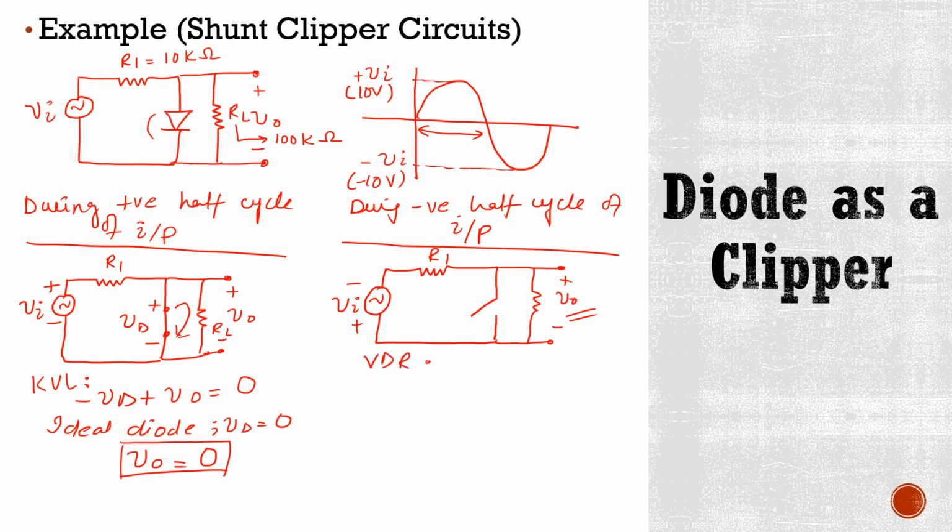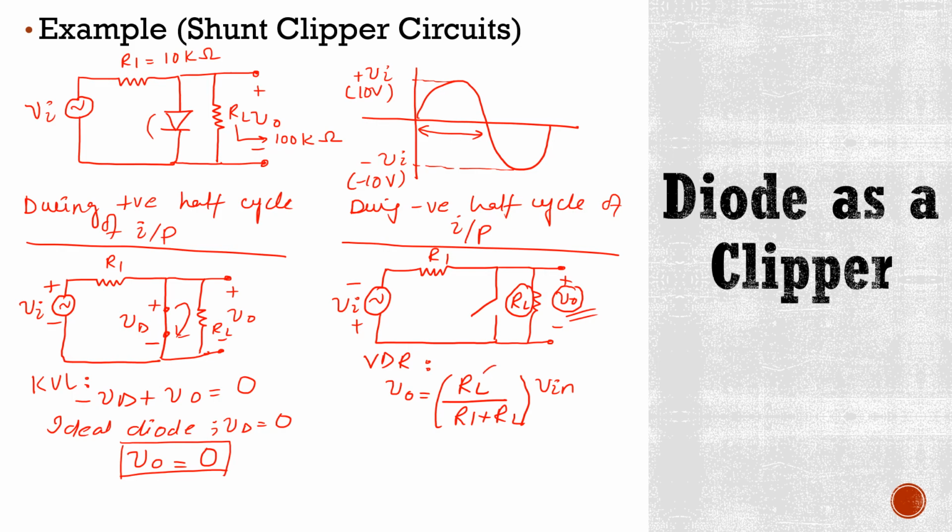Now, in order to find this VR, we will apply the voltage divider rule here, and the formula will be V0 is equal to RL divided by R1 plus RL, and this term is multiplied by Vn. Because we know that here is RL and we have to find V0, which is across this resistor RL. So this RL is written here.